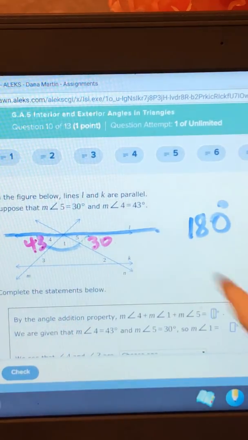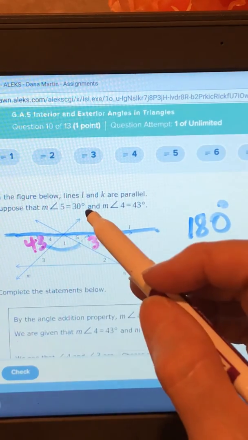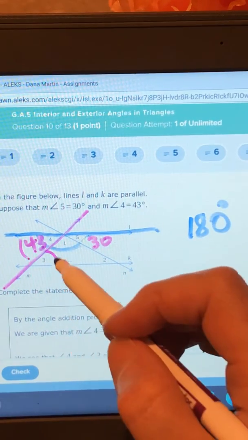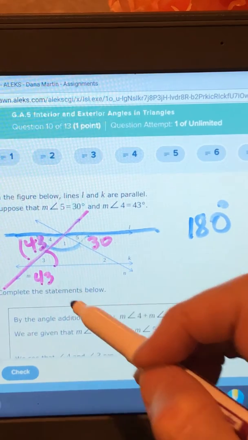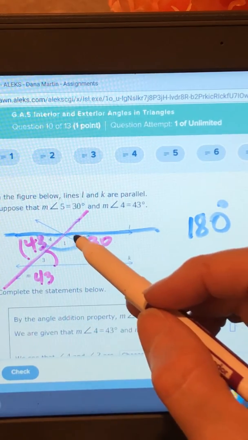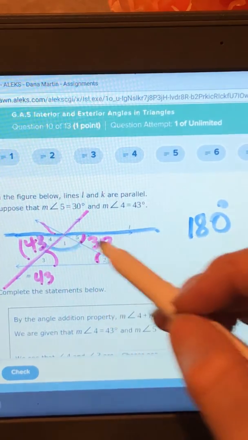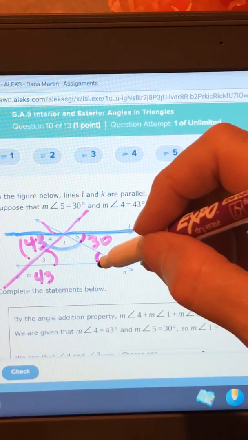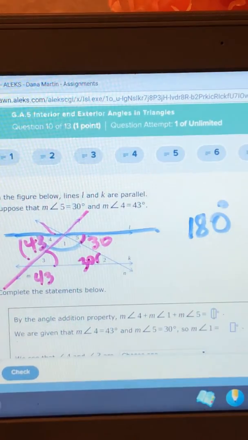Okay, so the one thing we could say right away, if this is alternate interior to this, if that's the transversal, then this angle and this angle are congruent. That means that angle 3 is 43 degrees. And if angle 5 is 30, there's that angle. That angle is also, if off of this transversal, then 5 and 2 are alternate interior. Angle 2 is 30. Okay, those are congruent.